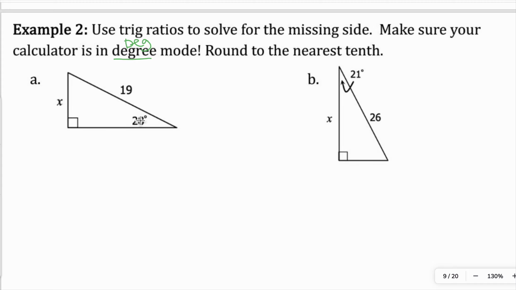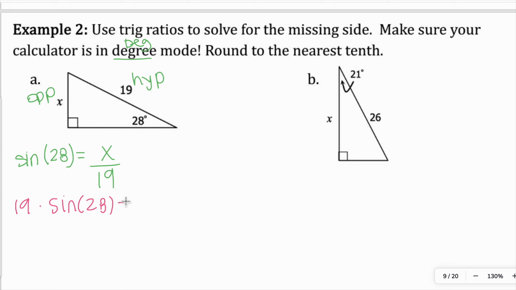Here's where I'm looking at. I have this angle, and the angle I'm given is 28. I'm given opposite from the angle and the hypotenuse, so the trigonometric ratio I have to use is opposite to hypotenuse, which is sine. So I'm going to find the sine of 28 and set that equal to x over 19. In order to solve this, I'm going to have to cross multiply first. So I can say 19 times the sine of 28 is equal to x.